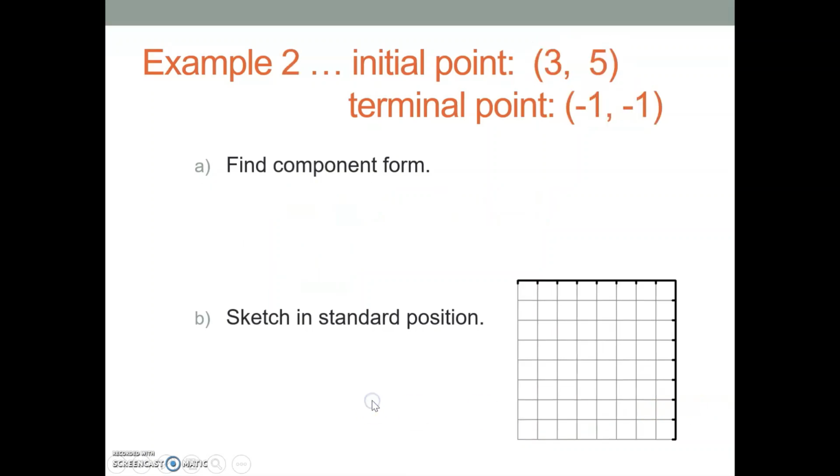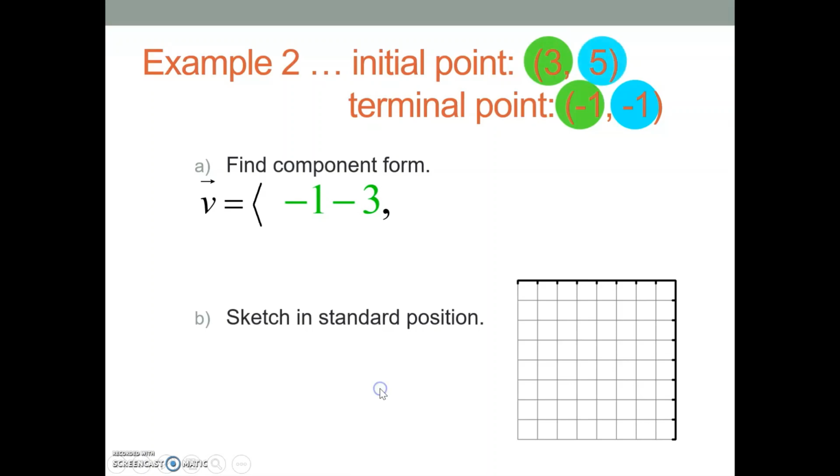Let's try another. Component form. Terminal point minus initial, negative 1 minus 3. Terminal point minus initial point, negative 1 minus 5. That gives us the new vector, negative 4, negative 6. And notice now my graph is representing quadrant 3, so that I can locate the ordered pair negative 4, negative 6, and draw my vector, which has an arrow at its terminal point.